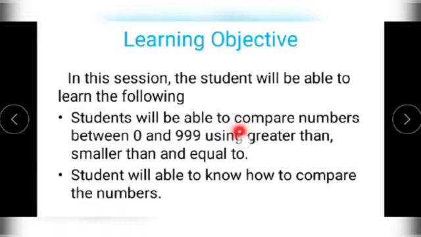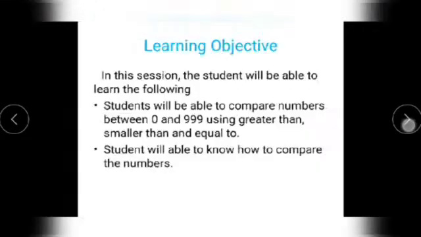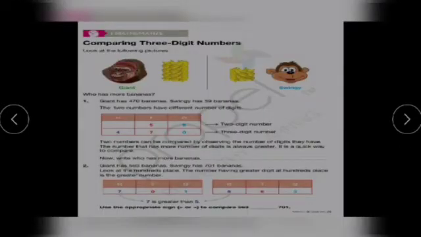First, the student will be able to compare numbers between 0 and 999 using greater than, smaller than and equal to. Second, the student will be able to know how to compare the numbers. Children, now let's see here in our Propel book.